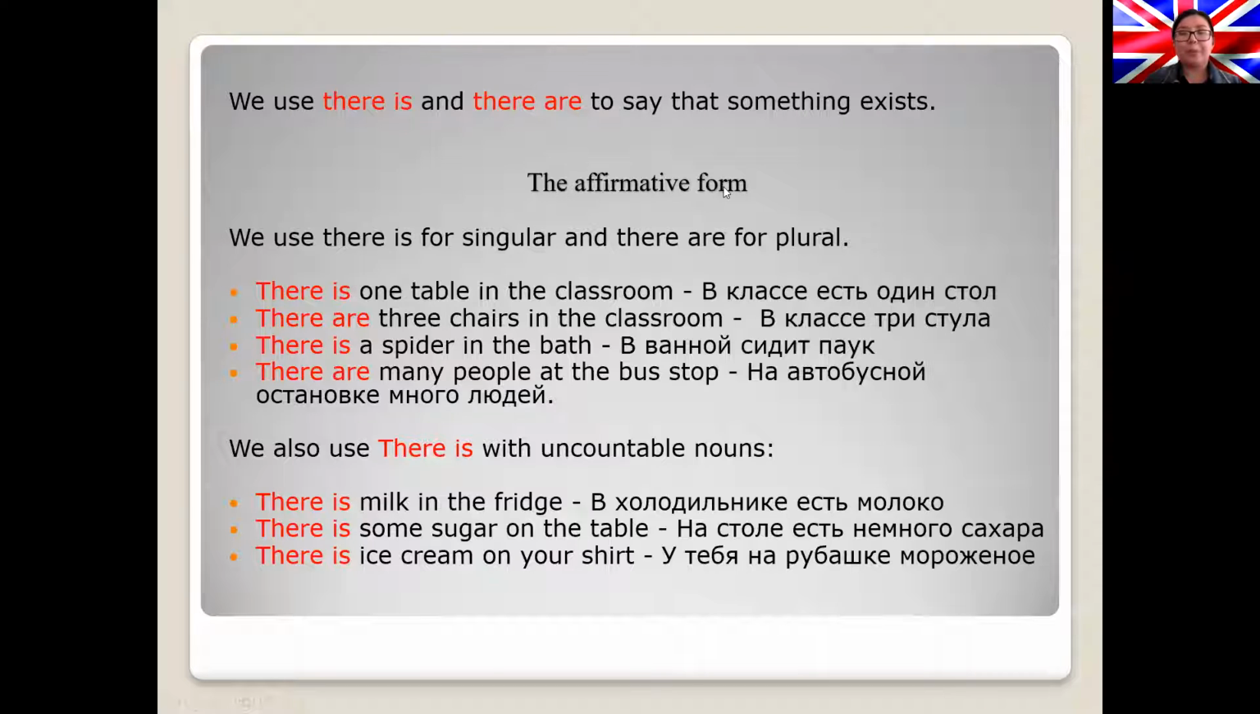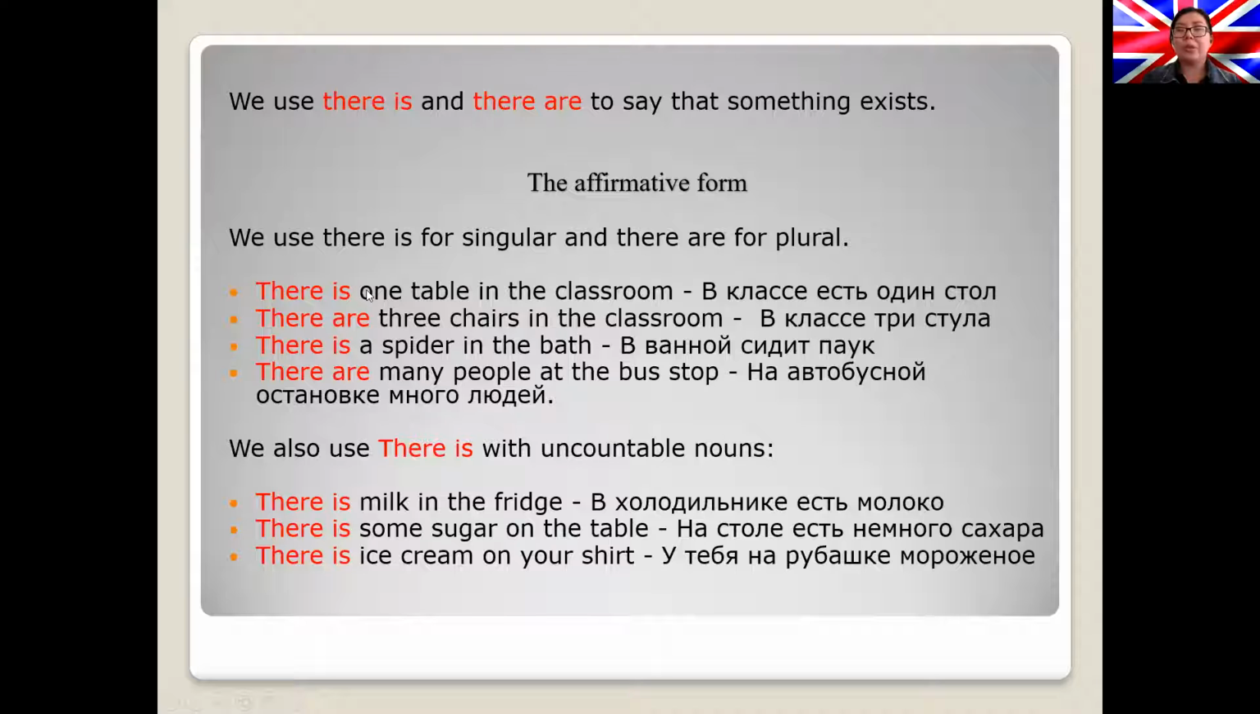Okay, we use there is and there are to say that something exists. The affirmative form. We use there is for singular and there are for plural. For example, there is one table in the classroom. В классе есть один стул.